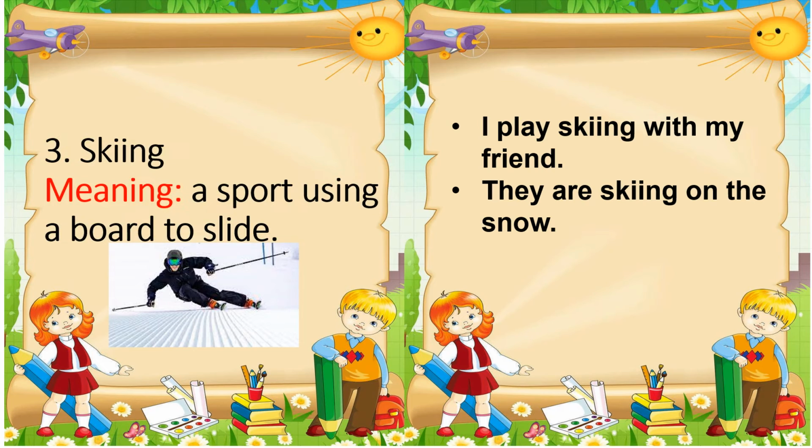Number 3 is skiing. There is a difference between water skiing and skiing itself, because water skiing is mostly done on the surface of water while skiing is done on snow. It is a sport using a board to slide on the snow. So skiing is for sliding on the snow, while water skiing is on the water.